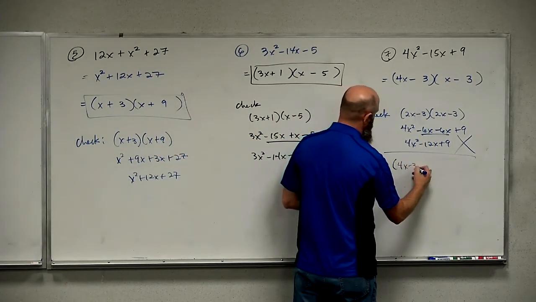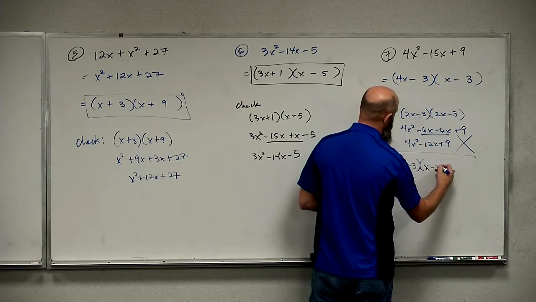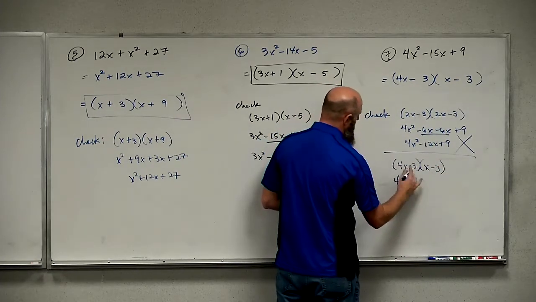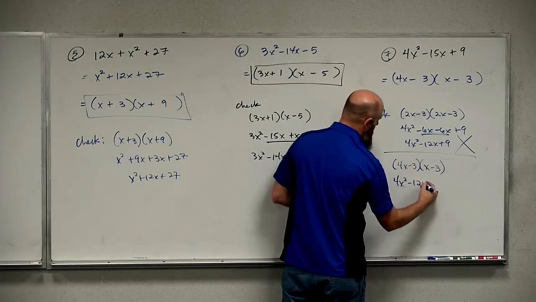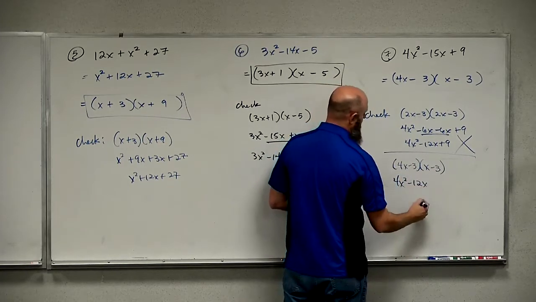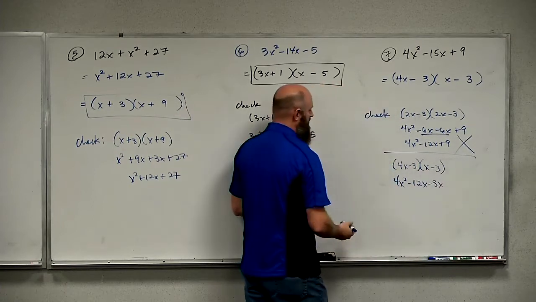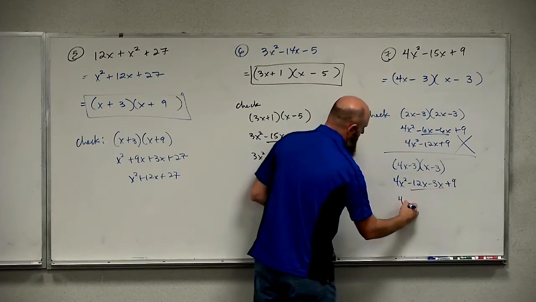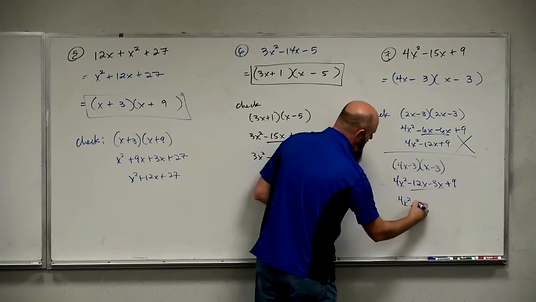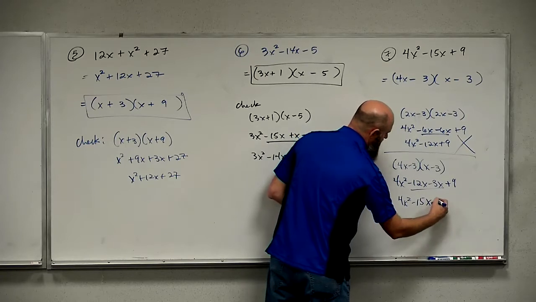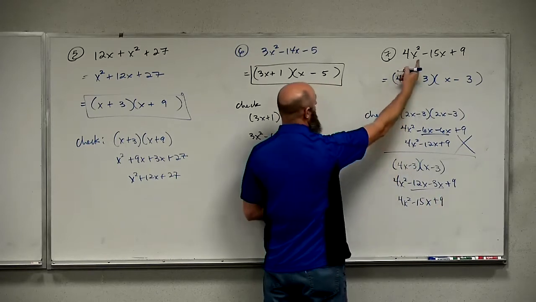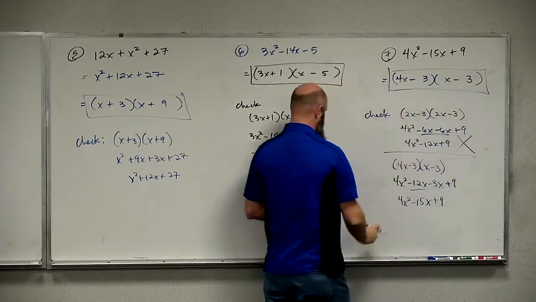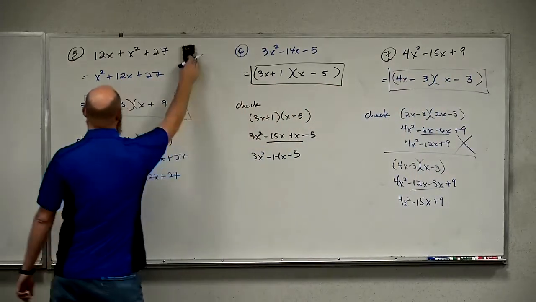All right, 4x minus 3 and x minus 3. So 4x times x is 4x squared. 4x times 3 is a negative 12x. Negative 3 times x is negative 3x. Negative 3 times negative 3 is a positive 9. So we're going to get 4x squared, negative 12 and negative 3 is negative 15, plus 9, which is what we want. And there's our result.